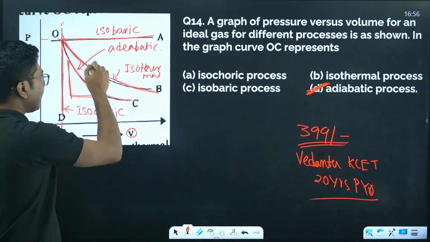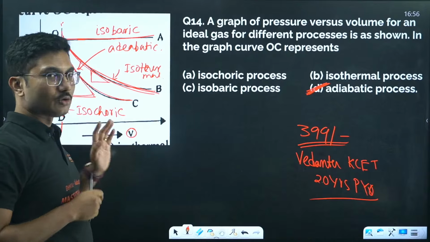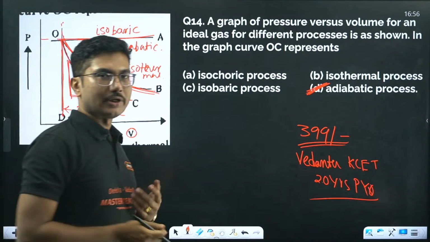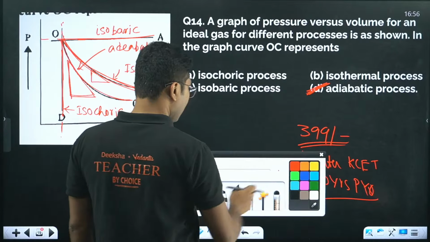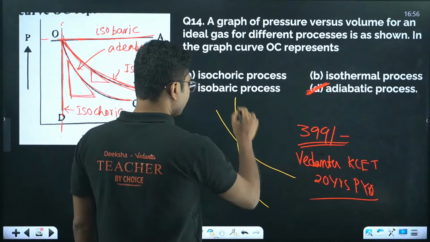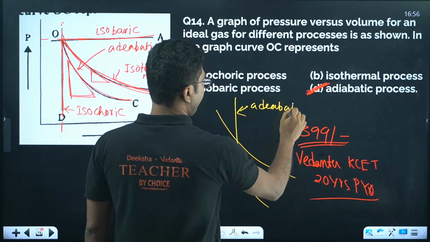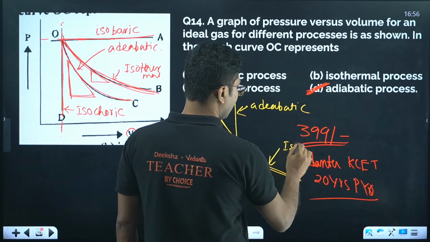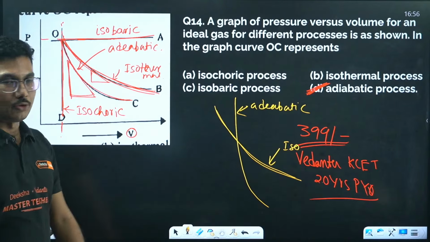Isothermal is flat, whereas adiabatic is much steeper. You need to understand the slope of the adiabatic graph is gamma times more than that of the isothermal graph. So the adiabatic graph is steeper. So if you see a graph where one graph is like this and another graph is like this, definitely this will be adiabatic and this is isothermal. The graph of isothermal is actually a rectangular hyperbola.